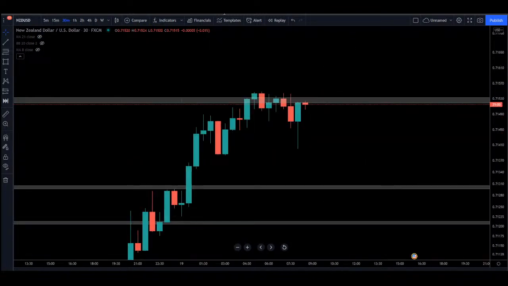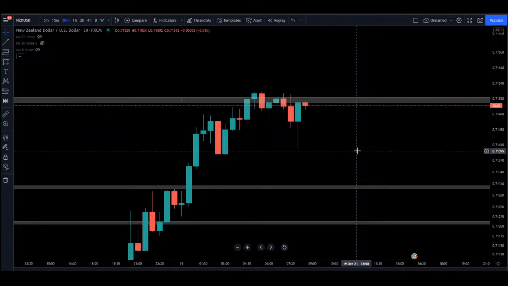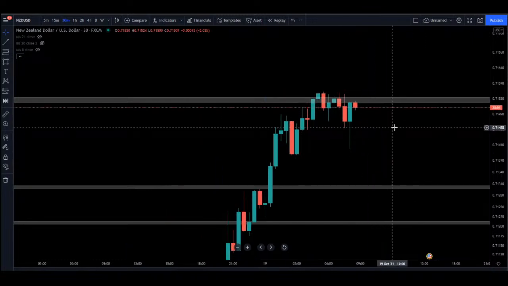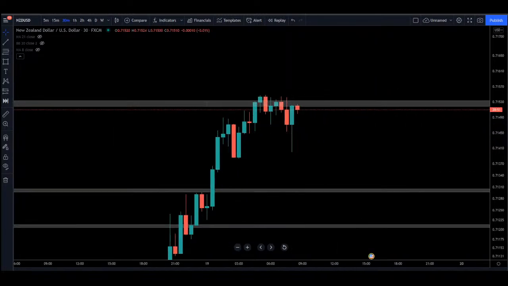Okay. Look at what happened to New Zealand USD. What am I gonna do here? Nothing. I'm not gonna do nothing. Again, because I'm waiting for a clean breakout. If the price breaks above and provides that specific rejection, then I'm gonna go long. Okay. Nothing else.